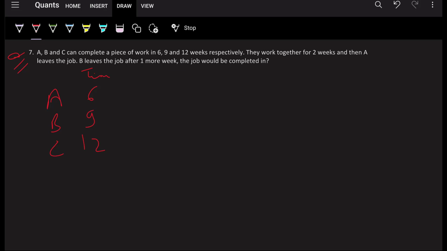Let us first calculate the LCM. So 6, 9 and 12, the LCM of this will be what? 36 will be the LCM, so it will be our total work. Now the efficiencies are 6, 4 for B, and for C it will be 3. They work together, so A plus B plus C's efficiency will be 13. Now they work together for 2 weeks, so in 2 weeks the work done by A plus B plus C is 13 into 2. Now A leaves the job.